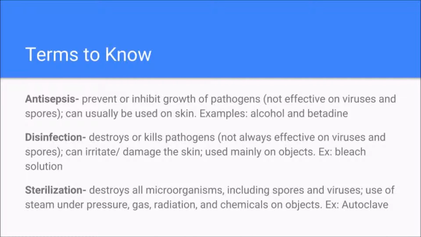Antisepsis is to prevent or inhibit growth of pathogens. It's not effective on viruses and spores. It can be used on skin, and examples are alcohol and betadine.